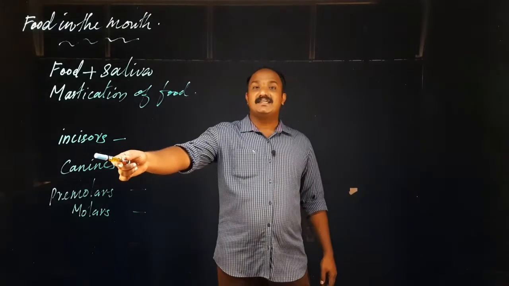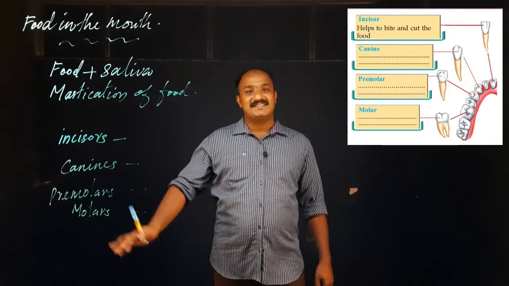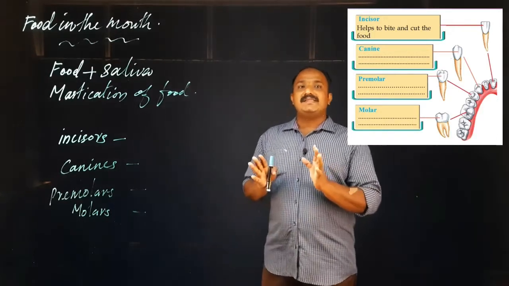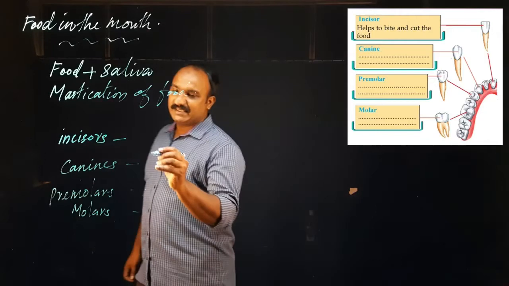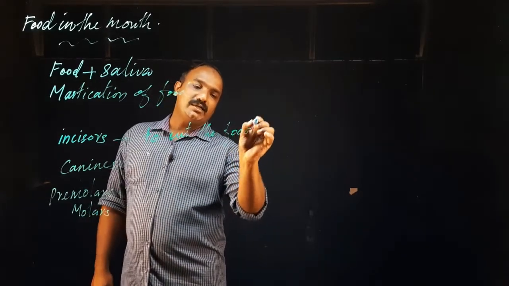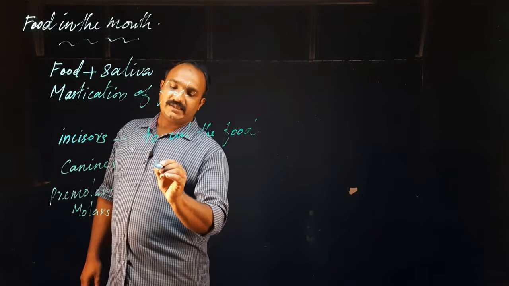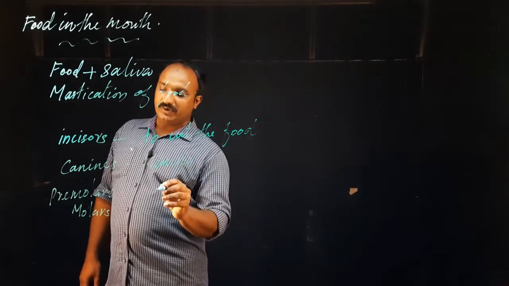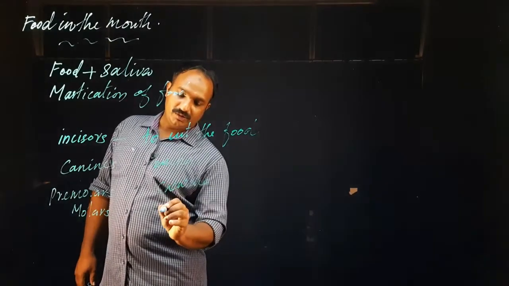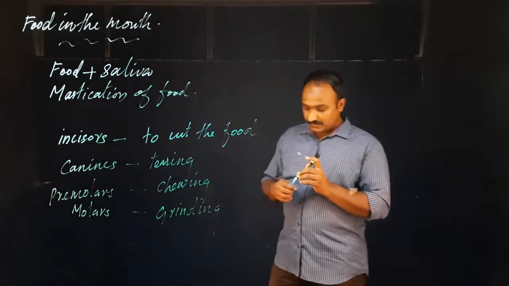Incisors are the first type. Second type, canines. Third type, premolars. Fourth type, molars. These are the types of teeth that can be seen in the mouth of human beings. They have different purposes. The purpose of the incisors is to cut the food. Then this is for tearing the food. This is for chewing, and this is for grinding. These are the teeth and their use.